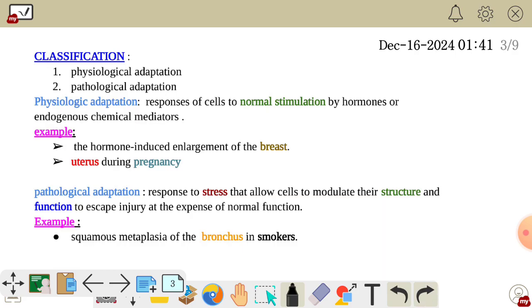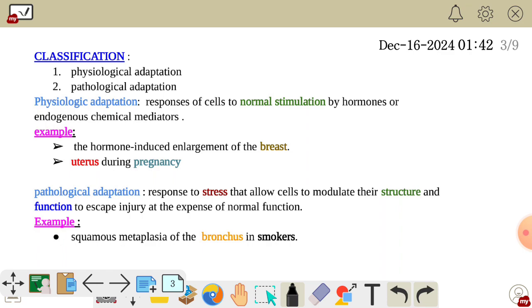Okay, so for example, we have squamous metaplasia of the bronchus in the smokers. So the cells which are lining the bronchus of the respiratory tract may change their shape to become squamous in nature, okay, to adapt to the stress, in this case the chemicals which are in the smoke. So that change is pathological. So this is pathological because it is not a normal stimulation by the hormones or endogenous chemical mediators.